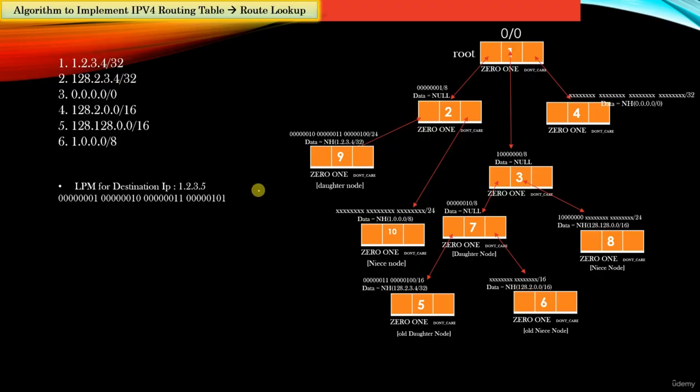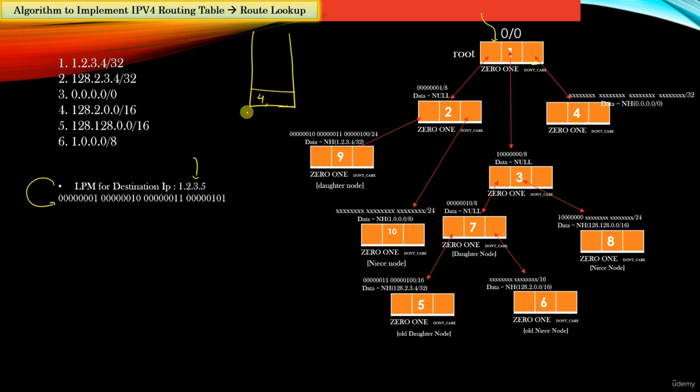So guys, now let us take one more example. Suppose we want to do a route lookup for the IP address 1.2.3.5. So convert this IP address into its equivalent binary form, take up the stack, and we are going to start our search from the root node. So the don't care child of the root node is 4. So just push the entry into the stack.